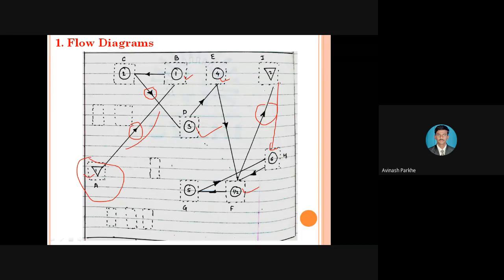In these flow diagrams, we can also use different colors. For example, if I have to show the storage, I can use a different color. If I have to represent the B movement, I can use a different color. If I have to represent the C movement from B to C, those movements are also represented by using different colors. Through these colors also, you can get the proper movement from one location to another location.